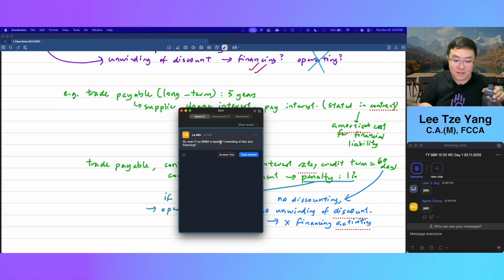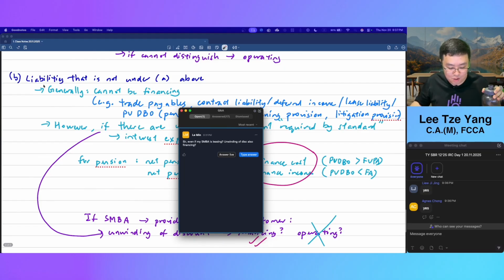That one is different. First of all, that one is a lease receivable. Lease receivable is not a liability, so you cannot apply this one. Okay, hope I answered your question. We need to be very clear. Okay, good. Thank you.